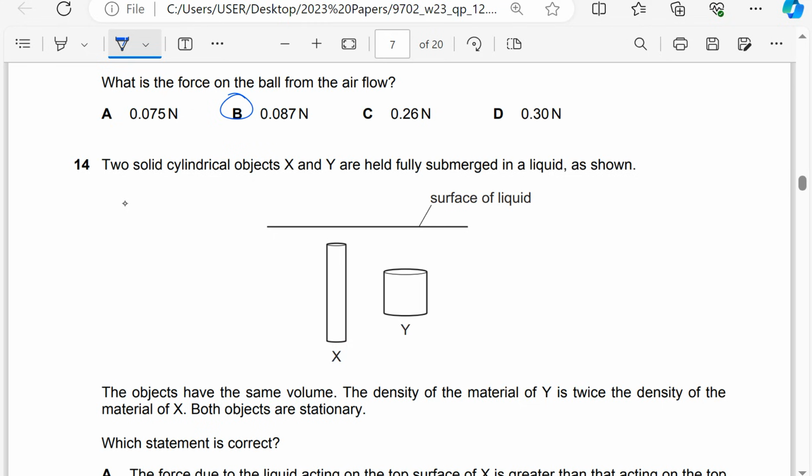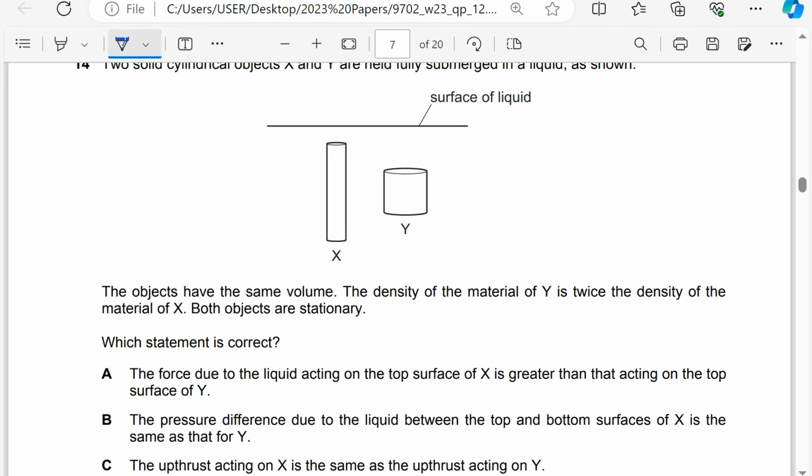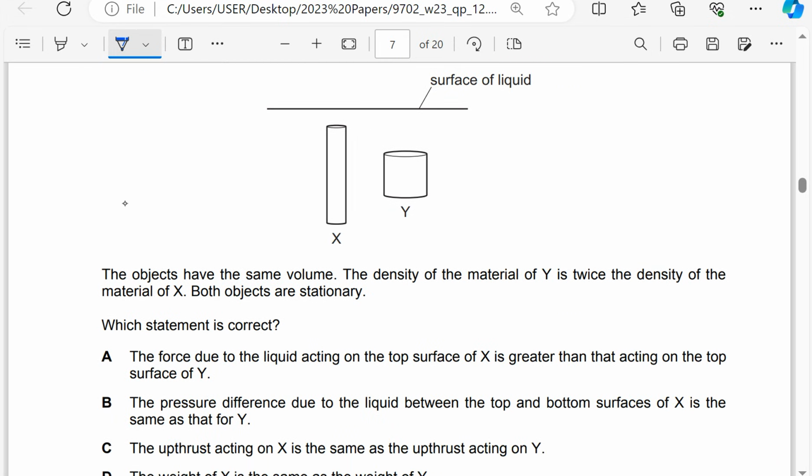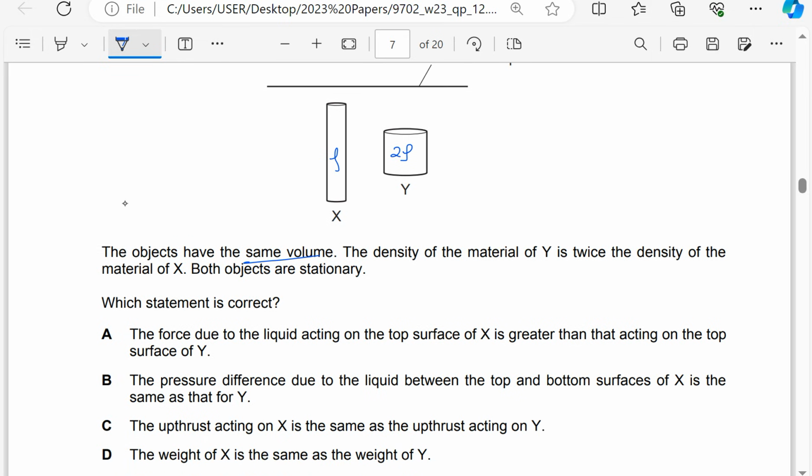Two solid cylindrical objects X and Y are held fully submerged in a liquid as shown. The objects have the same volume. The density of the material of Y is twice the density of the material of X. So if the material of X has density rho, Y has twice rho. Both objects are stationary. Which statement is correct?